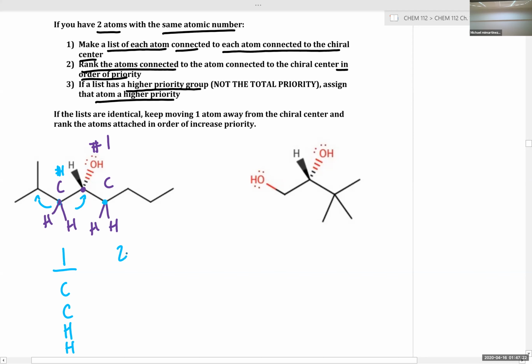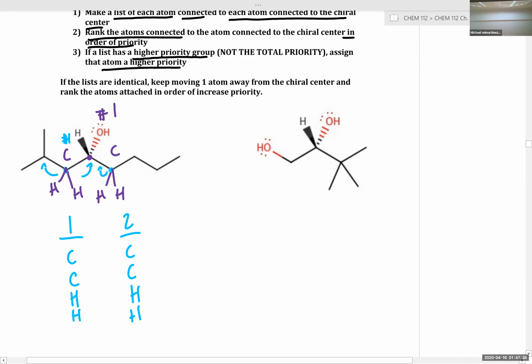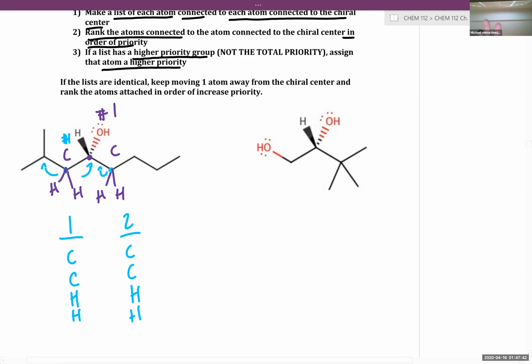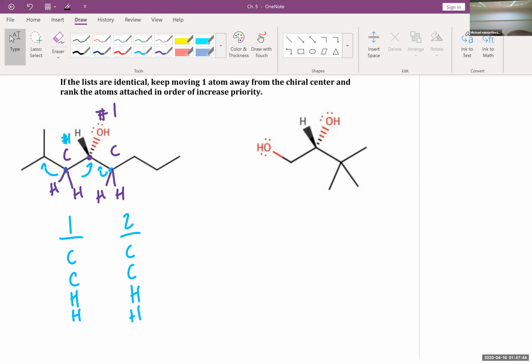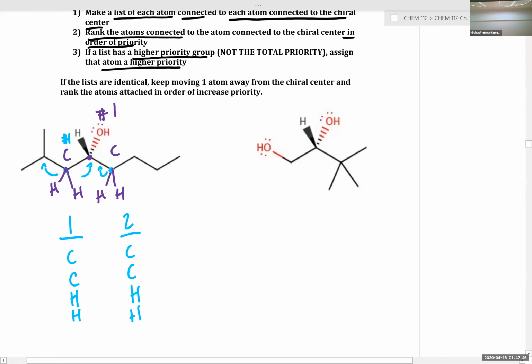Let's look at carbon number 2 now. Carbon number 2, we have a carbon, another carbon, and 2 hydrogens. Do we still have a tie? Looking at our lists, is there any higher priority group on the list? Yep, there's a tie. So now we're going to keep moving over to the next carbon, and then we're going to compare.